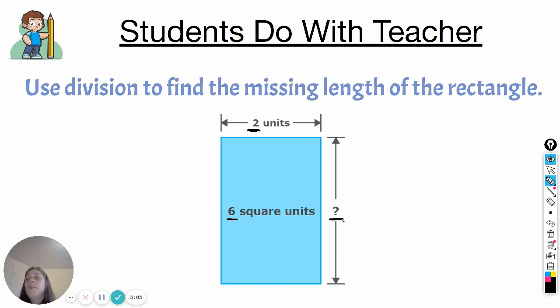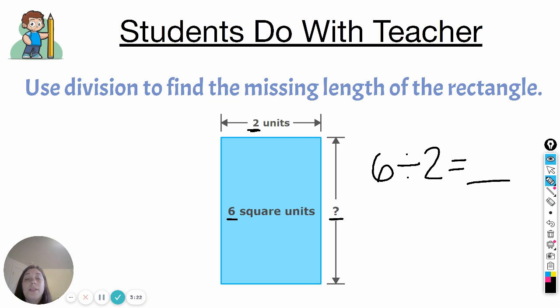Okay, so the next part that we need to do is set up our division equation. Our big number comes first, so we're going to start with our 6, which is our area. We're going to divide it by the side that we do know. The side length that we do know is 2, and that will equal the missing side length.